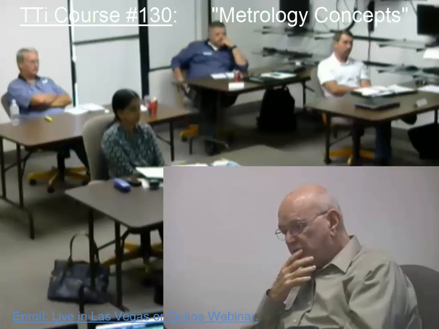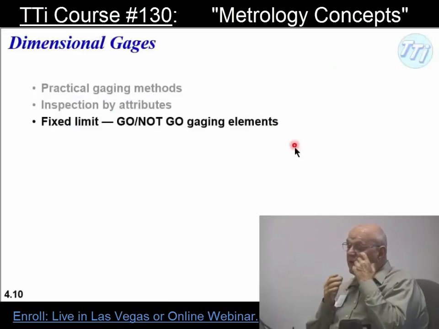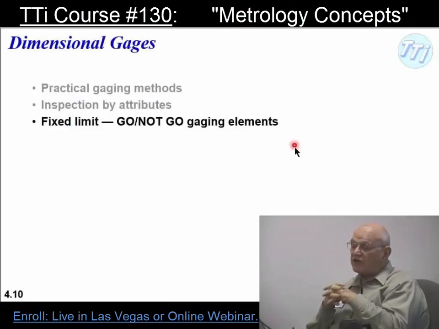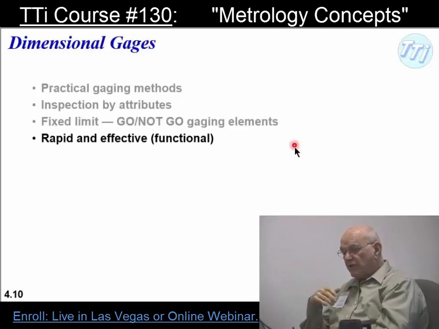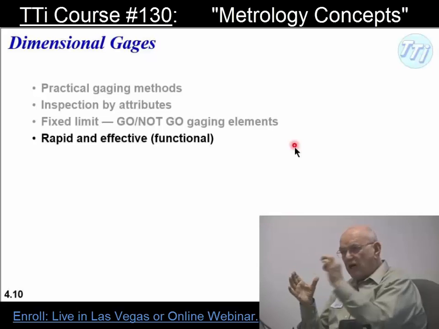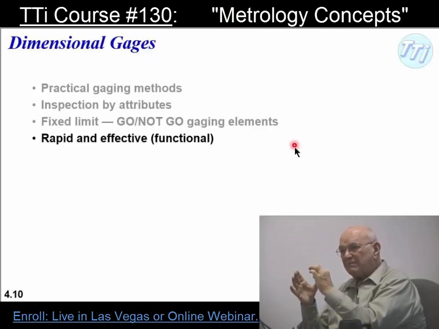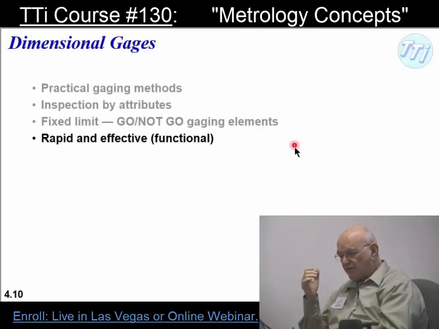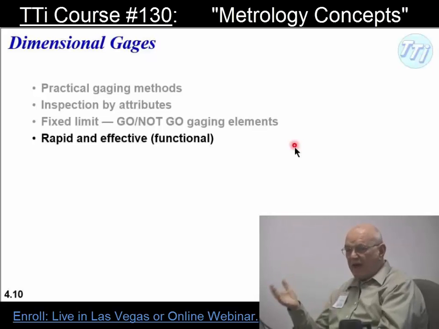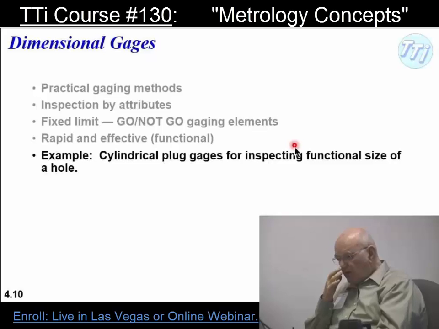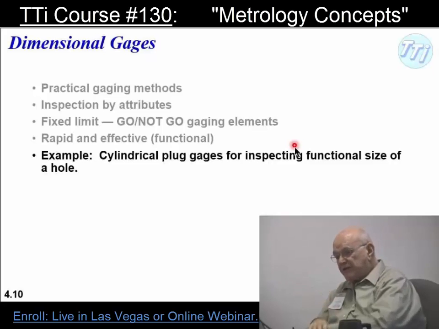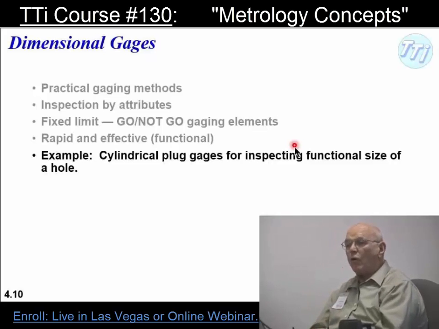Inspection by attributes. You've got these things, dimensional gauges, as far as go, no-go gauging elements. They're still used. They're pretty easy. This plug will go in or not go in. They're very fast to do. Still, they're kind of necessary. An example is electrical plug gauges for inspecting functional size of a hole.